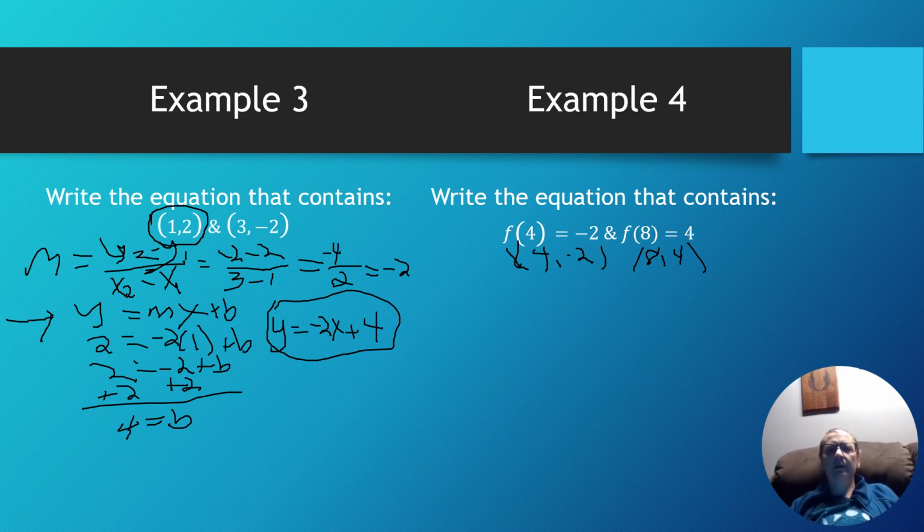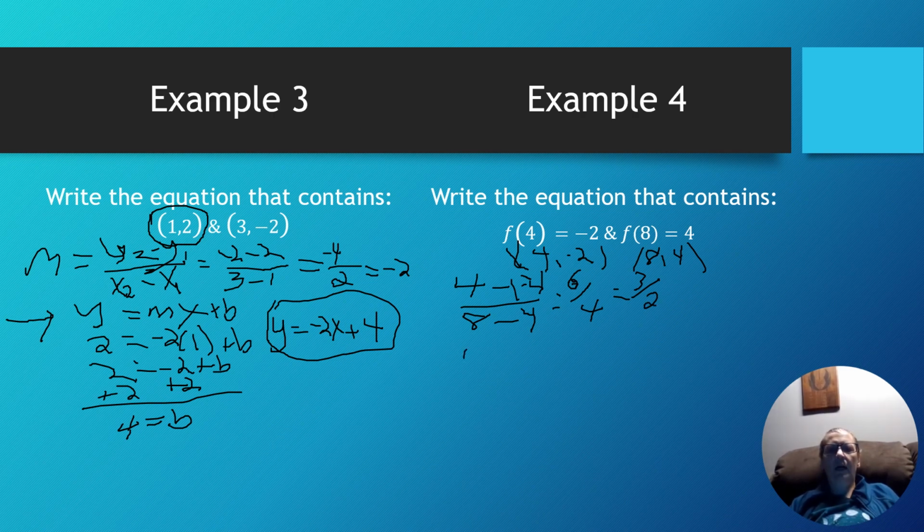So again, I'm going to find my slope first. I'm not going to write the formula this time. So I have y2 minus y1, that's a 2, all over x2 minus x1. So 4 minus negative 2 is 6. And 8 minus 4 is 4. So we're just going to reduce that to 3 halves.